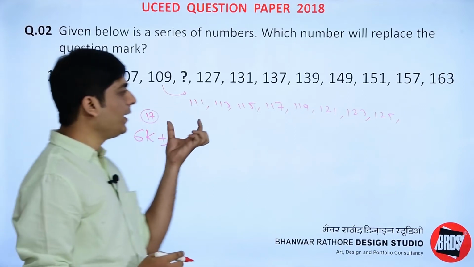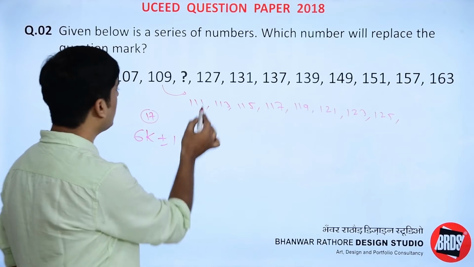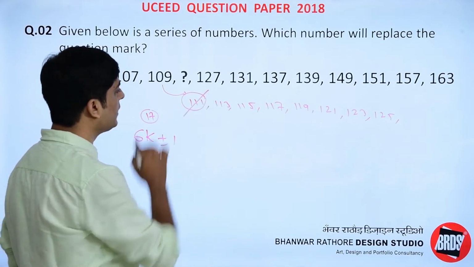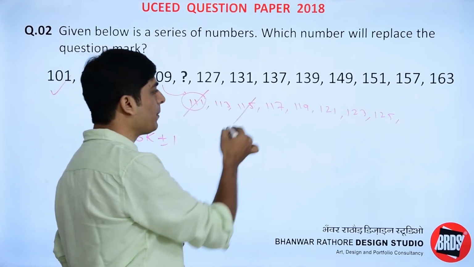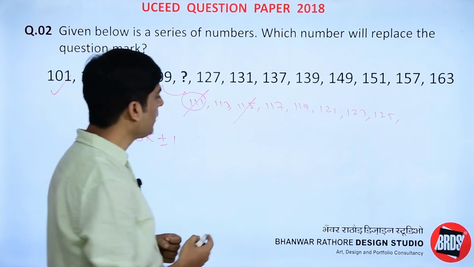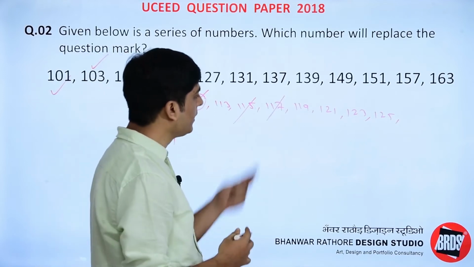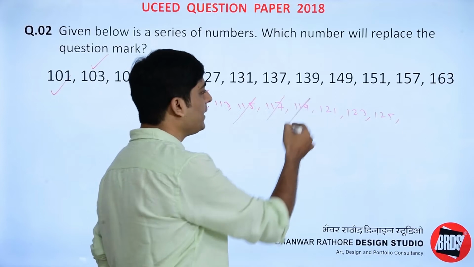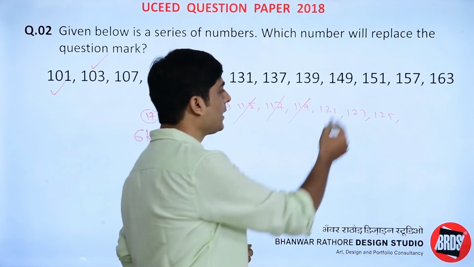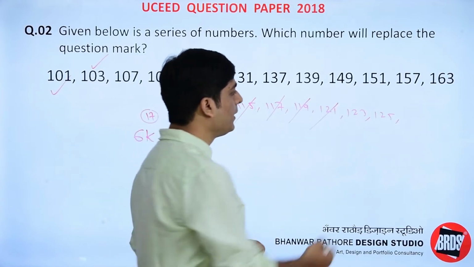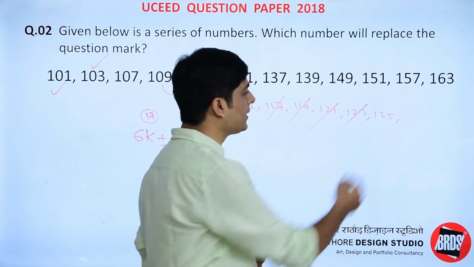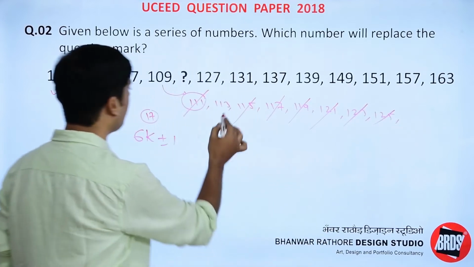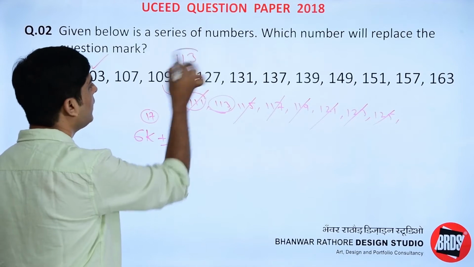Now we will apply the divisibility rule. This number is divisible by 3, so this won't be your answer. This number is divisible by 5, won't be a prime number. 13 nines are, this is not a prime number. 17 sevens, not a prime number. This is the square of 11, won't be a prime number. This is divisible by 3, this is divisible by 5. So one option is left, 113. So the answer would be 113.